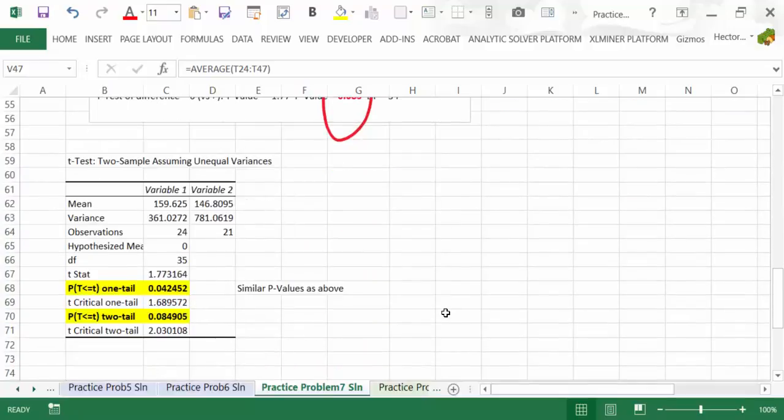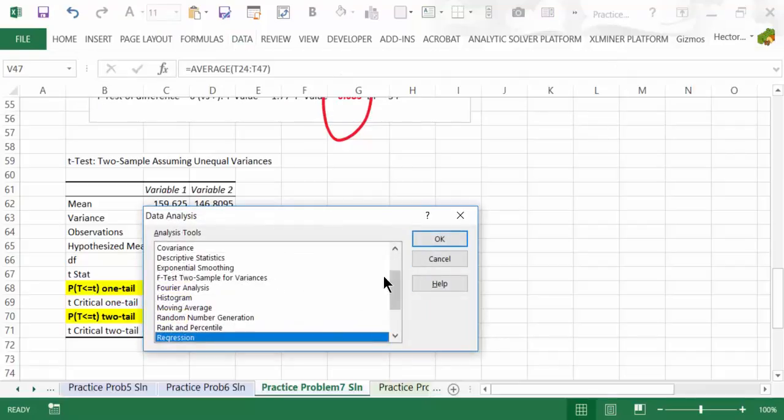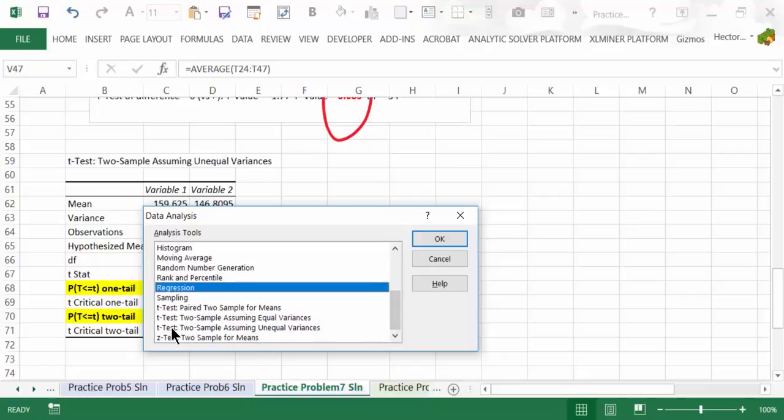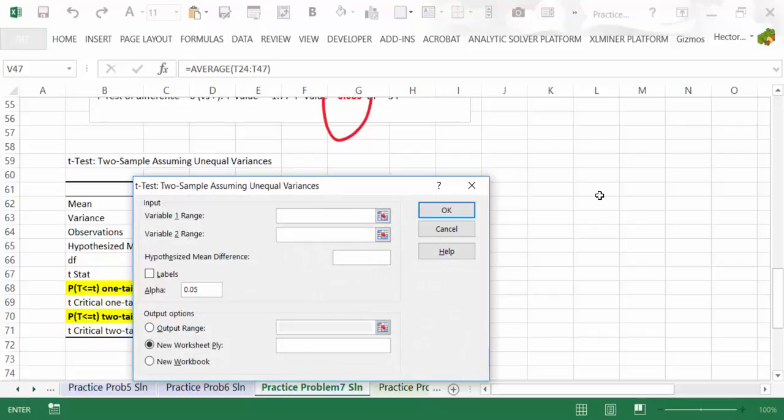We can also do a two-sample test of unequal variance with Excel, and that's simply found in our data analysis package. Here is our t-test, two-sample t-test assuming unequal variance. I open that up. I select the range for the first variable, the second variable, the hypothesized difference will be 0 here. I can put labels in if I want, and I can do the analysis very quickly.